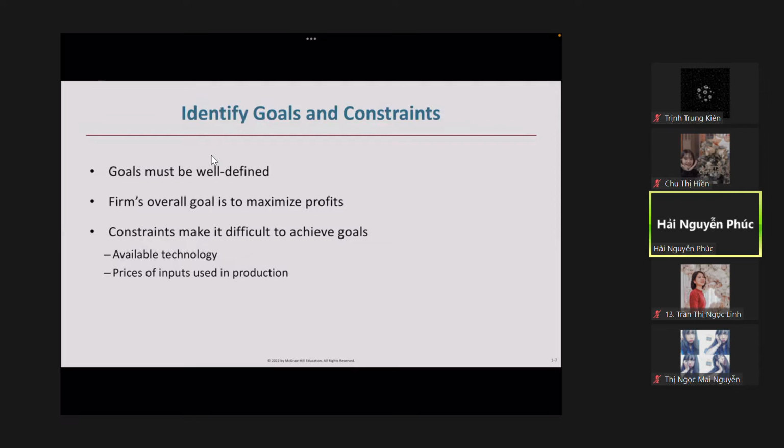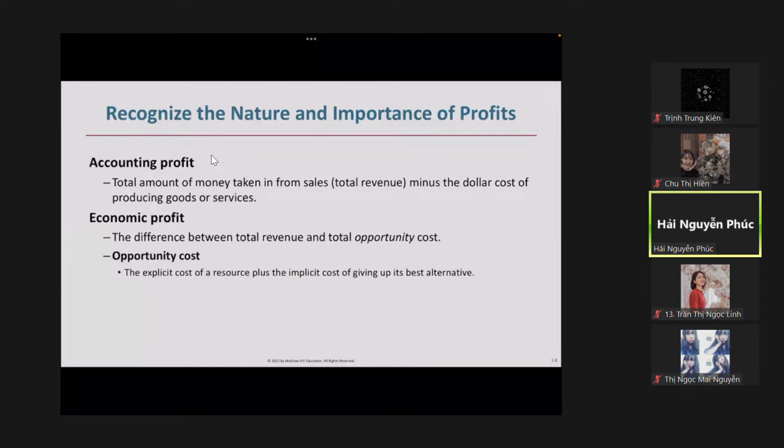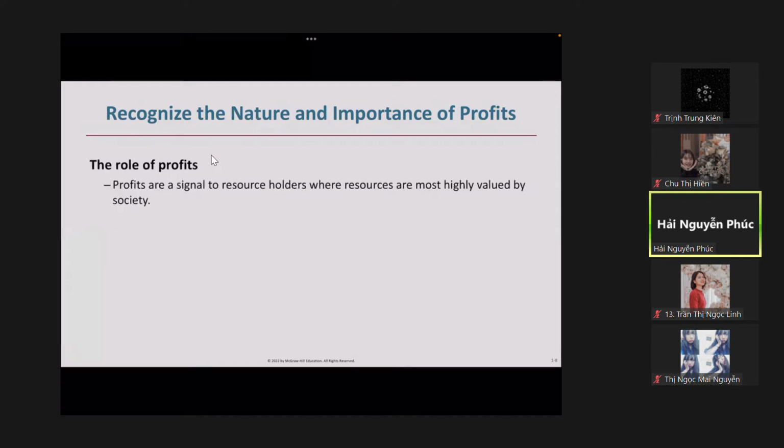And we say that to achieve the goal, the firms have to overcome some kind of constraints. Then we distinguish two important concepts: accounting profit and economic profit.